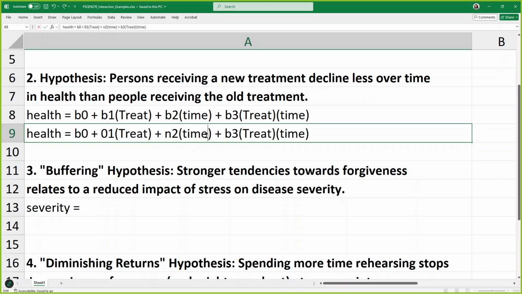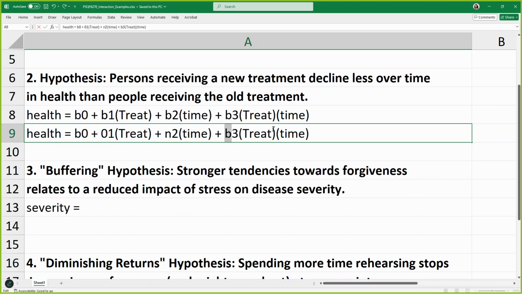Now, this is the effective time for whom? For the control group, because that's when this part would drop out. So this is only the effective time if you're talking about the control group. And it would be a negative effect if the control group is going to keep on declining. But the treatment is supposed to help reduce the decline, weaken the decline.